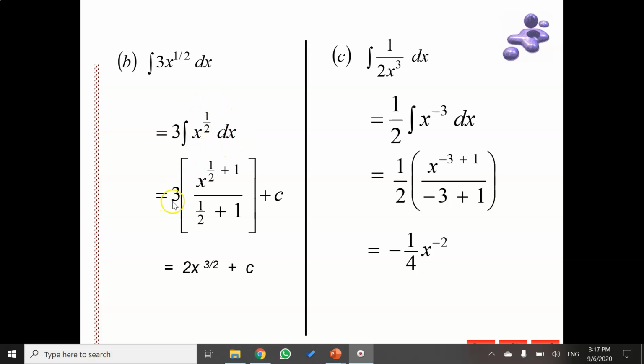Okay, so 3 at the front. Now you have to integrate x to the power of half. Then you will get x to the power of half plus 1, divided by the new power, 1 over 2 plus 1, plus c. So at the end, when you simplify it, you will get 2x to the power of 3 over 2 plus c.